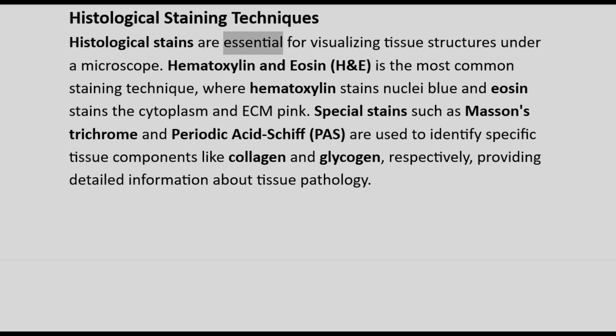Histological staining techniques. Histological stains are essential for visualizing tissue structures under a microscope. Hematoxylin and eosin, H&E, is the most common staining technique, where hematoxylin stains nuclei blue and eosin stains the cytoplasm and ECM pink. Special stains such as Masson's trichrome and periodic acid Schiff, PAS, are used to identify specific tissue components like collagen and glycogen, respectively, providing detailed information about tissue pathology.